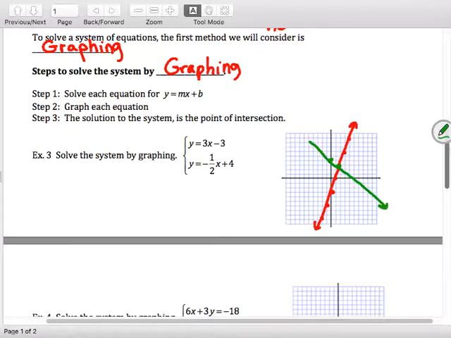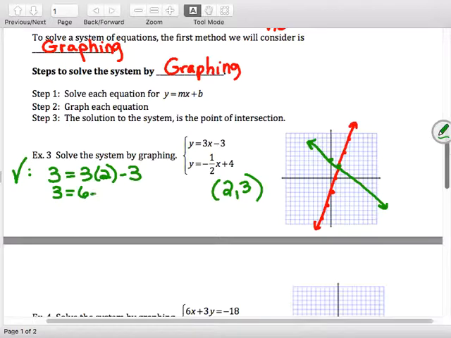You guys see that one hit nicely. Are you guys getting 2, 3? Yep. Yeah. All right, now watch this. You can actually check it. If I do 3 equals 3 times 2 minus 3, that works in the first one, right? If I take this and I plug it in the first one, 3 is equal to 6 minus 3.